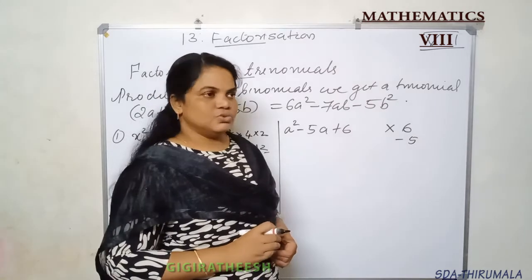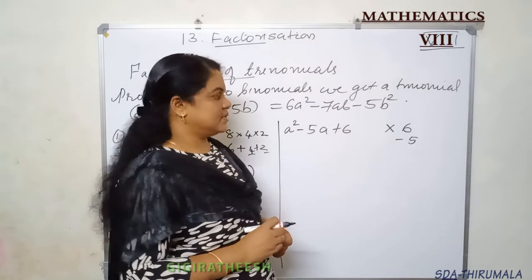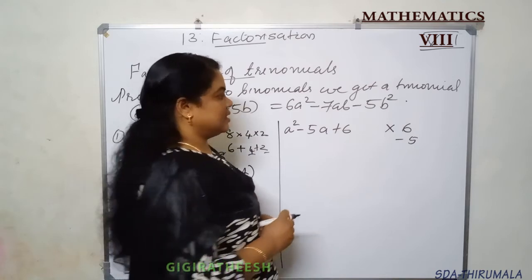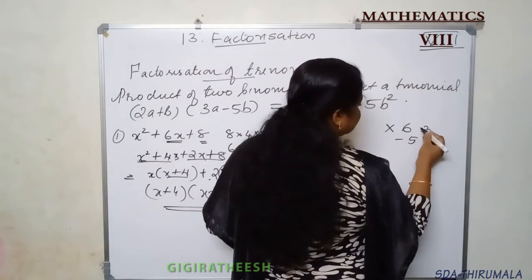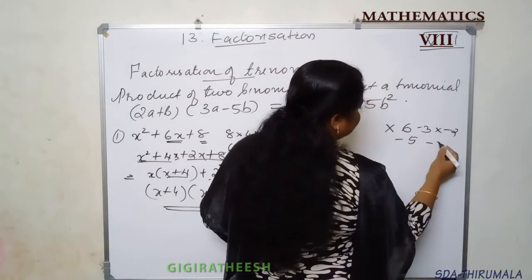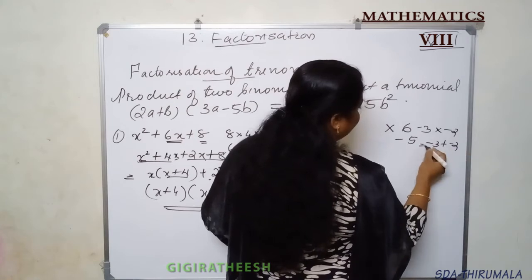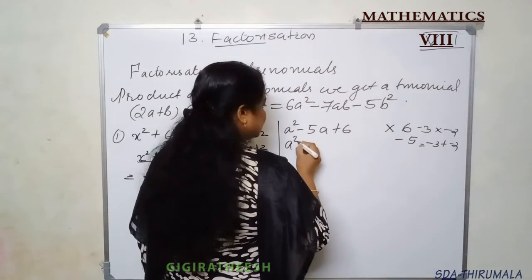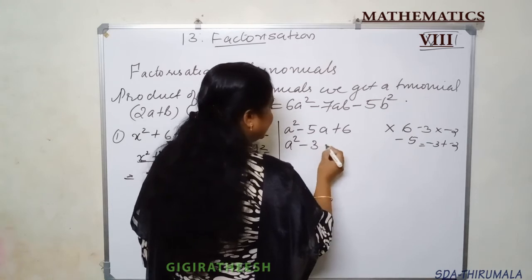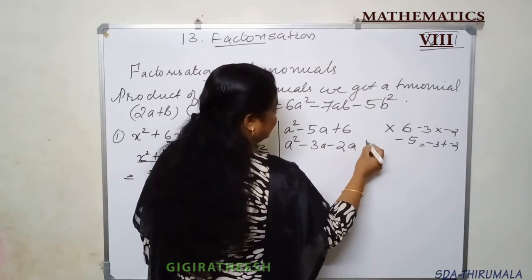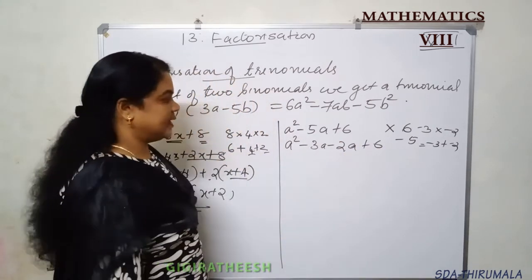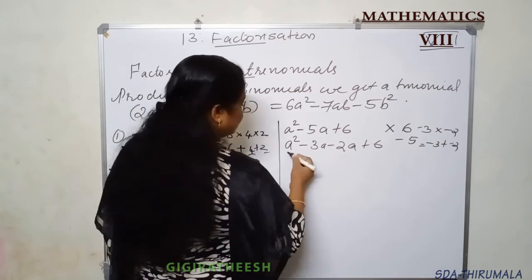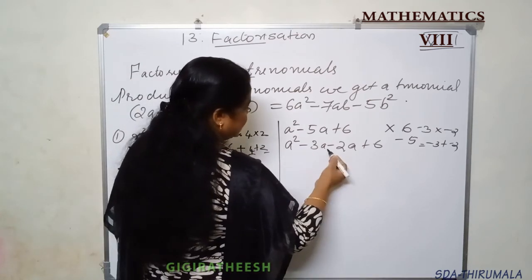So choose two numbers. What are the numbers? If we multiply we get 6, and adding we get minus 5. That is minus 3 and minus 2. Minus 3 plus minus 2 is equal to minus 5, and minus 3 into minus 2 is equal to 6. So take it as a square minus 3a minus 2a plus 6.